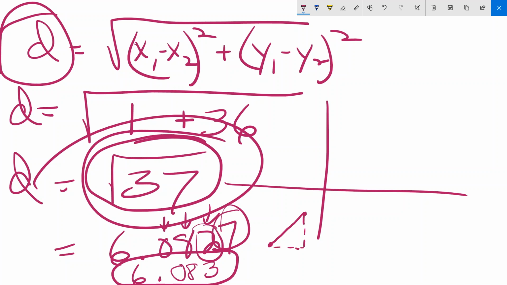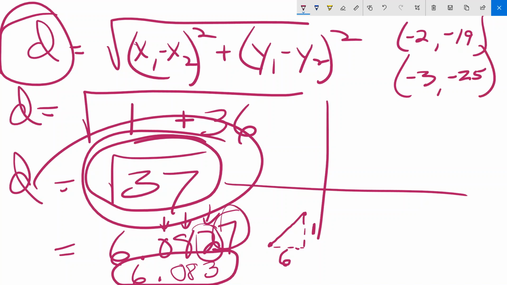Dimensions of this right triangle are 1 and 6, unless I got it wrong. What were the 2 points again? On this problem, the 2 points? -2, -19, and there was -3, -25. Okay, I do have it. In other words, this distance is 6. This distance is 1.